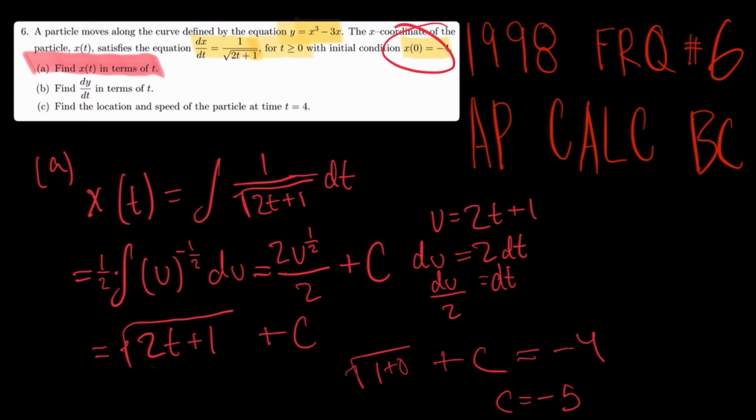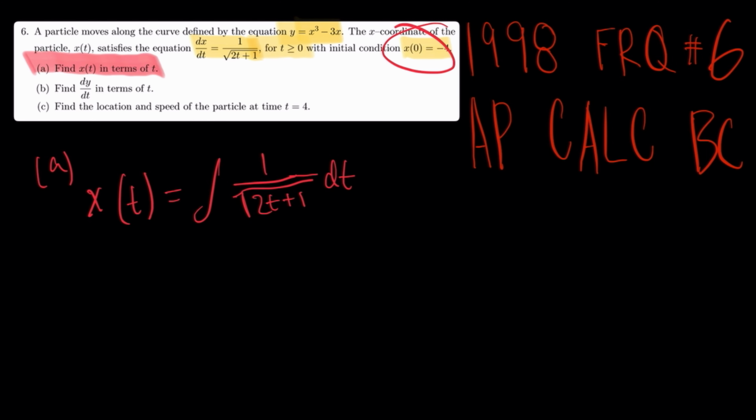So I'll clear out all of this and I will just finish up our answer. So we have for our conclusion x of t equals the square root of 2t plus 1 minus 5.